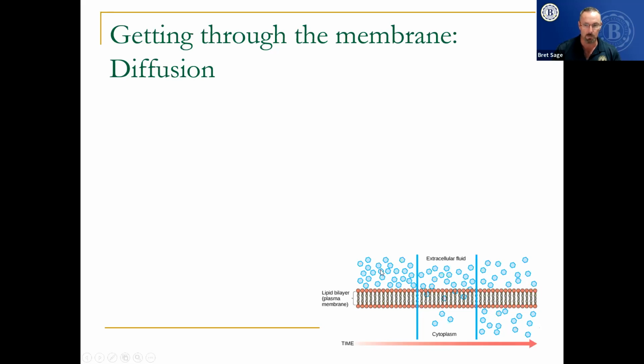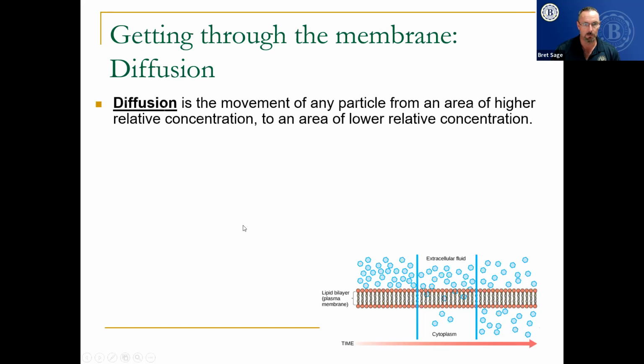So particles want to spread out and expand out. In the same way that a crowded elevator, when you open the door, you don't have to push people out. They will get out on their own. Or if you have a crowded room and you allow people to go into a larger room, they will generally spread out from a crowded place to a less crowded place because they want more space. And that's what particles do. So diffusion is the movement of any particle from an area of higher concentration to an area of lower concentration. Relative just means more or less compared to the other side.